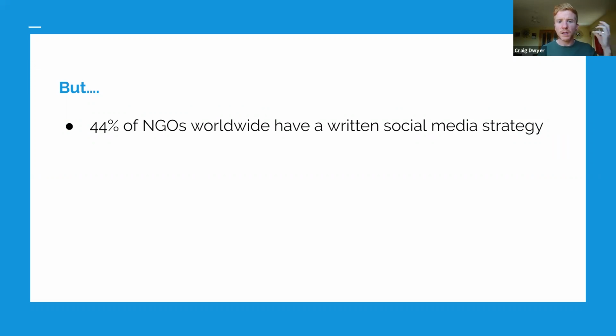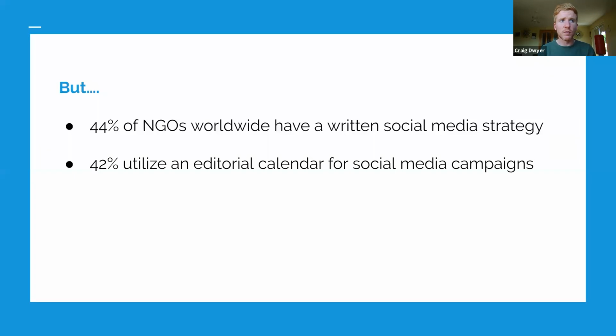So whilst you might have an active presence, I think without having a plan or a strategy in place, that's when it can tend to fall through the cracks a little bit. And at the same time, only 42% have an editorial calendar or content calendar in place.